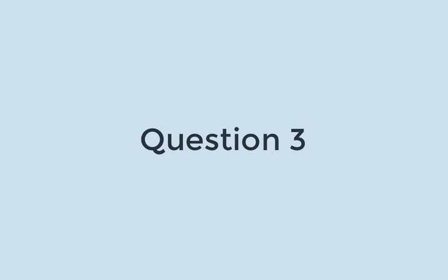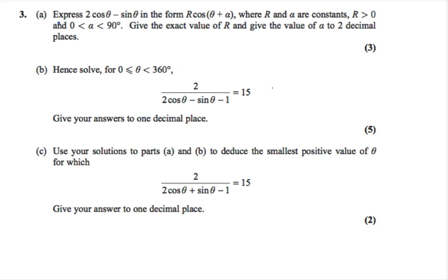Question 3. Part A asks us to express 2 cos theta minus sine theta in the form r cos(theta plus alpha), where r and alpha are constants, r is greater than 0 and alpha is between 0 and 90 degrees. Give the exact value of r and give the value of alpha to 2 decimal places.